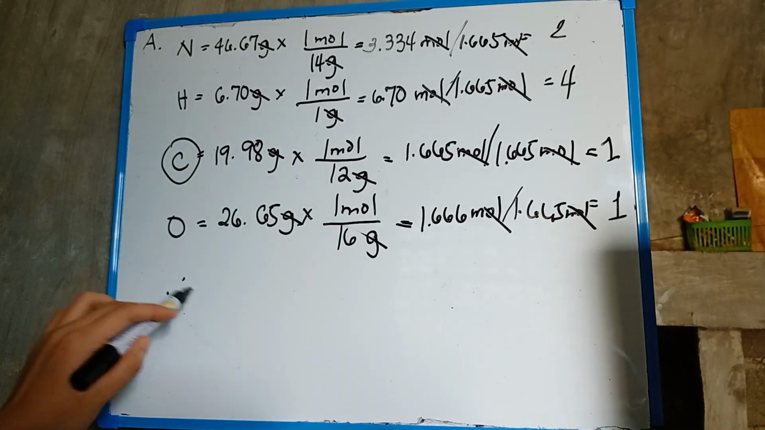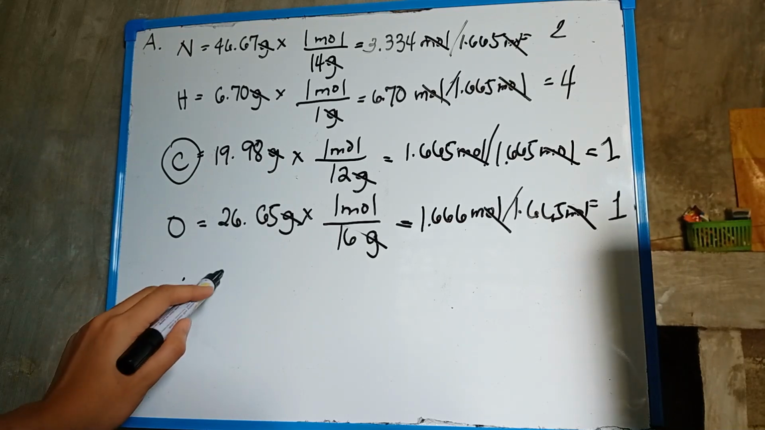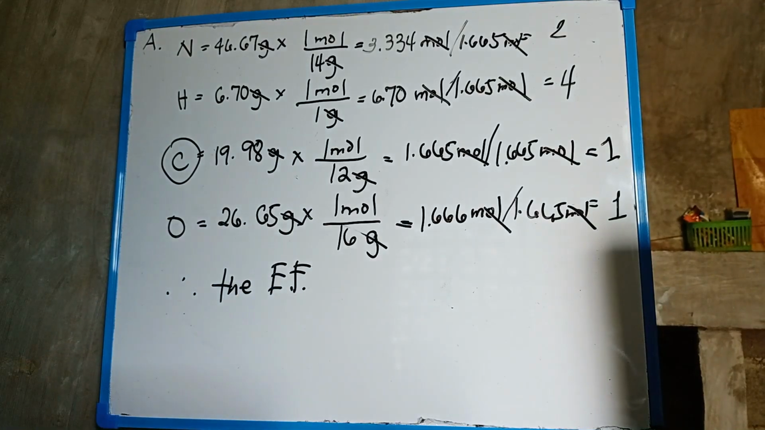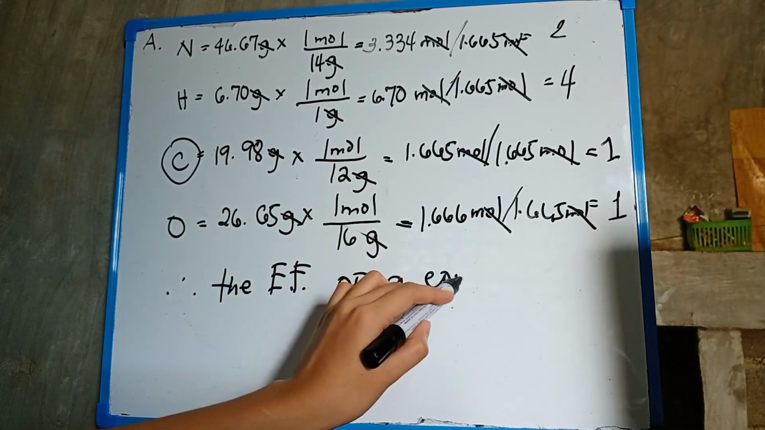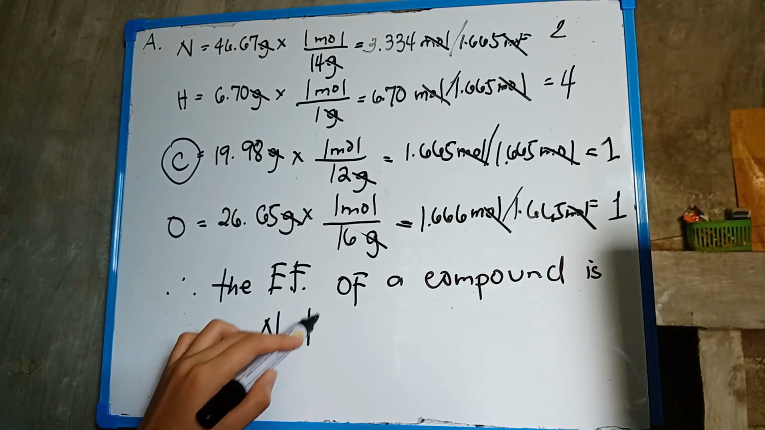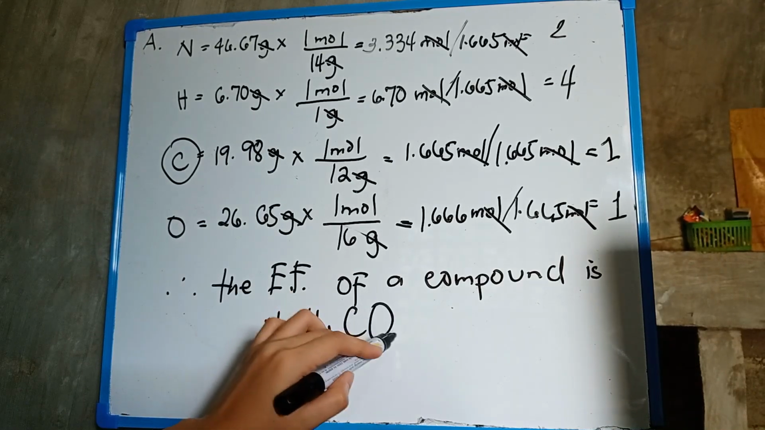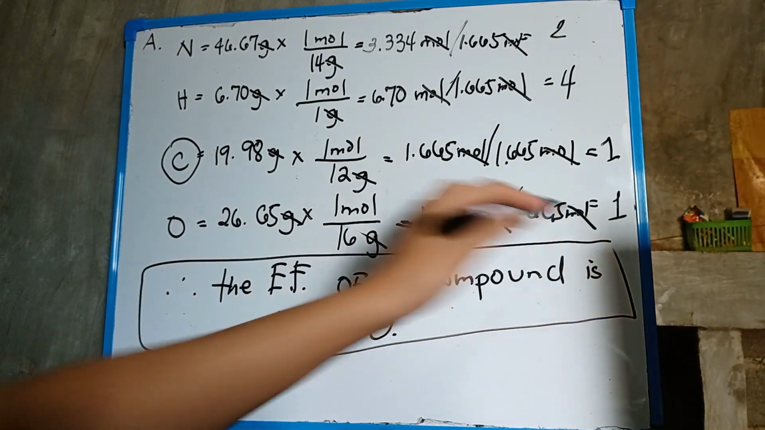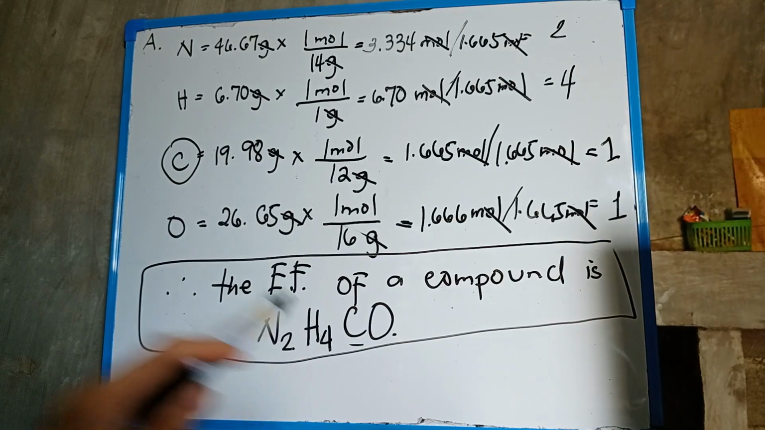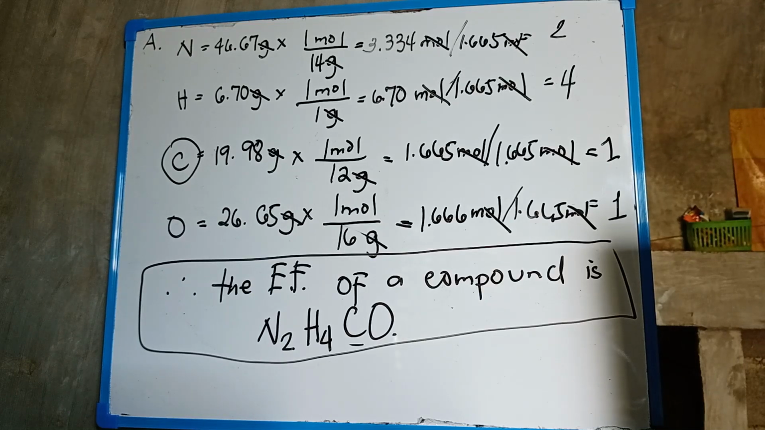Therefore, we can now come up with our final answer. The empirical formula of the compound is N2H4CO. So this is now our final answer. There is no need to write the 1 because it is understood: when there is no subscript, it means one atom of that element is present. Carbon alone already represents its presence. So that is our answer.